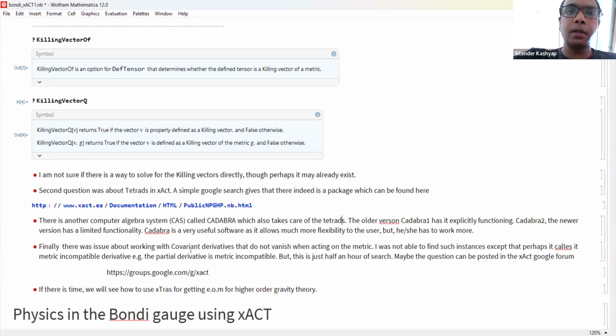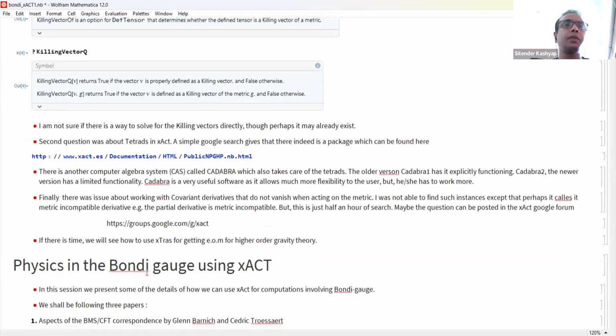Finally, there was a question about working with covariant derivatives which, when acting on a metric, do not vanish. So is it possible to program such theories in xAct? After a bit of search, I could not find such a thing, because xAct perhaps requires metric compatibility. But maybe this is just my limitation. Maybe the question can be raised in the xAct Google forum.